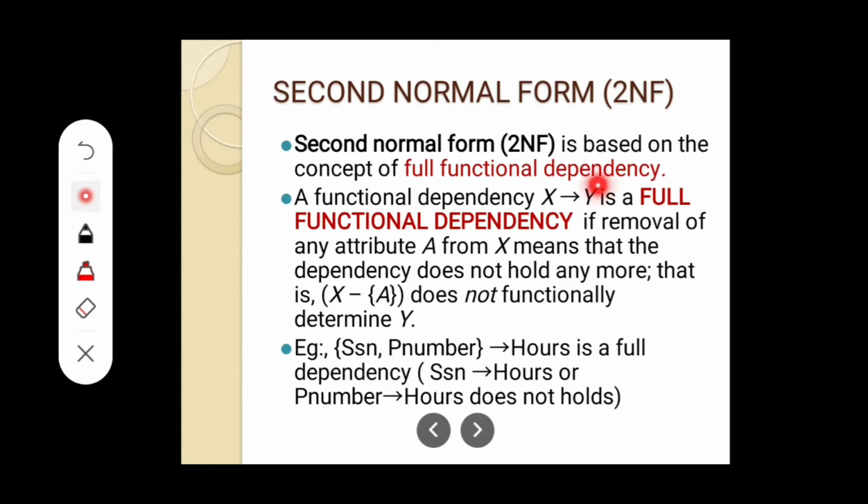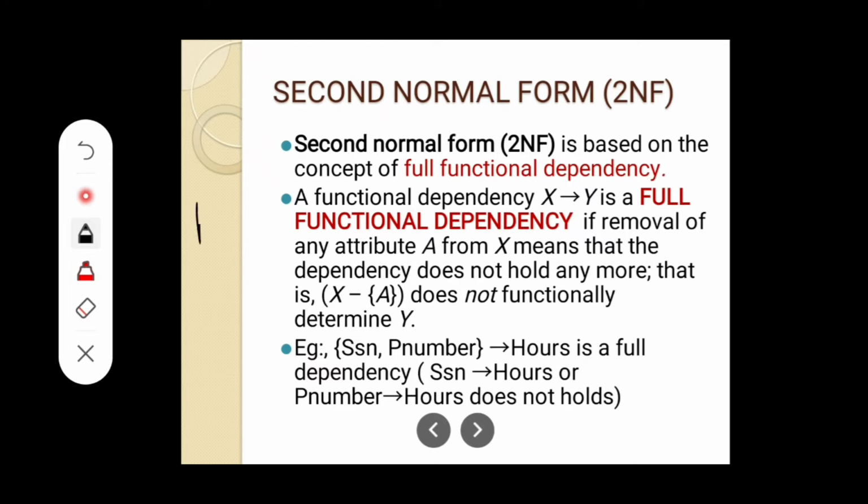That means we have a functional dependency X determines Y, where X has a set of attributes, say A, B, and Y has a single attribute, say C. If we remove any one attribute from X, that is, we remove A from X, giving X minus A, and after removal of A the functional dependency does not hold, the remaining functional dependency is not true, then we can say that X determines Y is a full functional dependency. Clear?